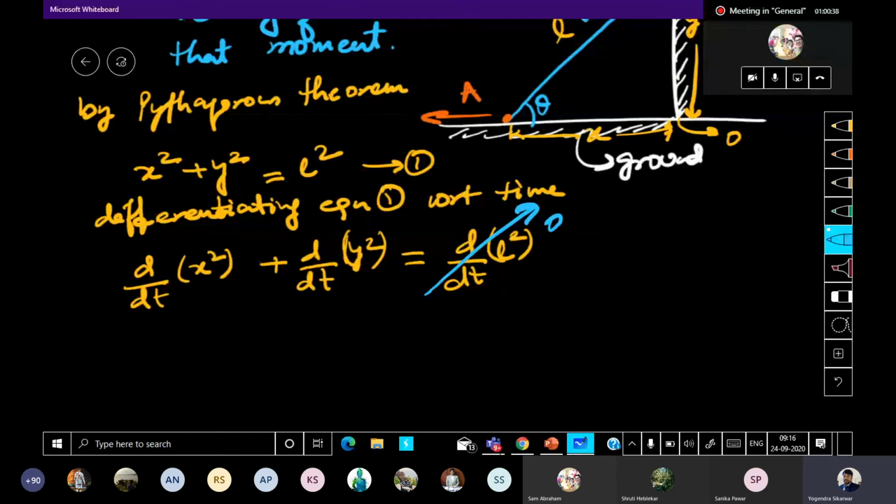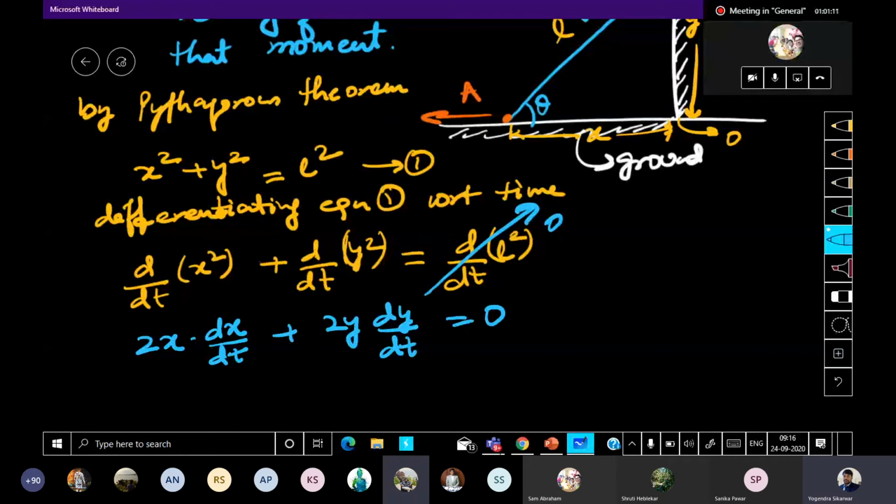Pay attention further. d by dt of x square will be 2x into dx by dt. Pay attention to the detail. Differentiation of x square is 2x, and after that differentiation of x with respect to time is dx by dt. Similarly, d by dt of y square will be 2y into dy by dt, and that is equal to 0.